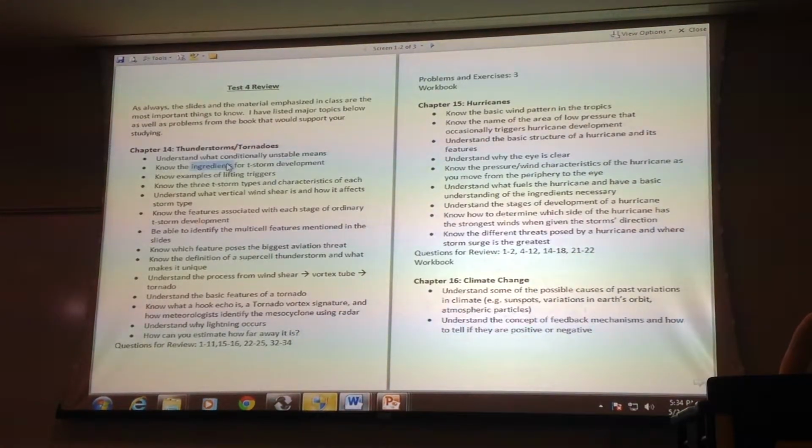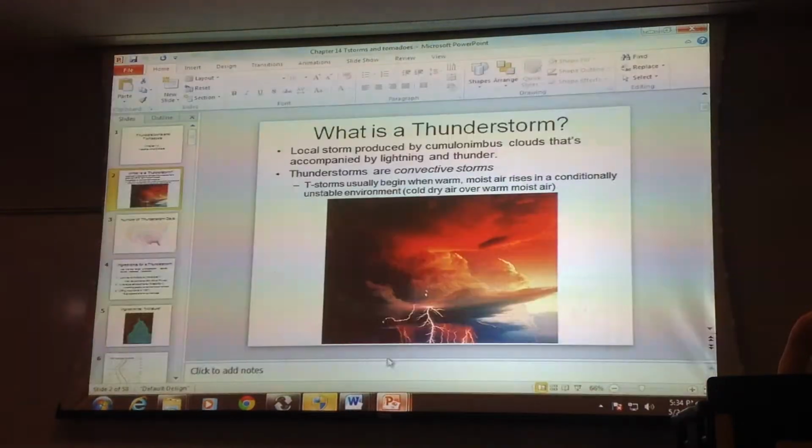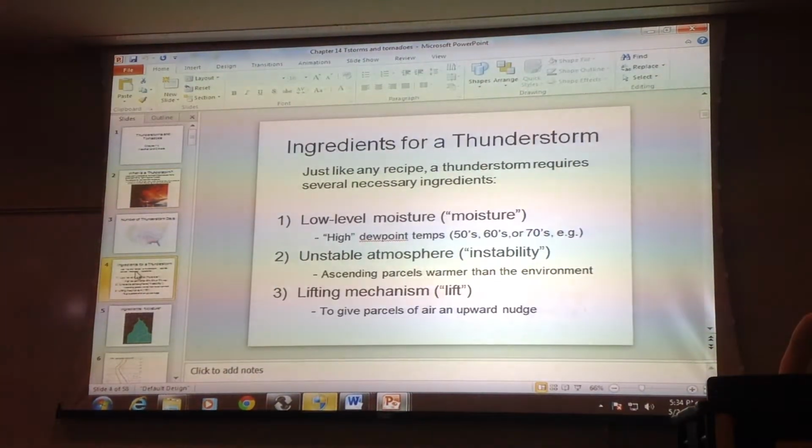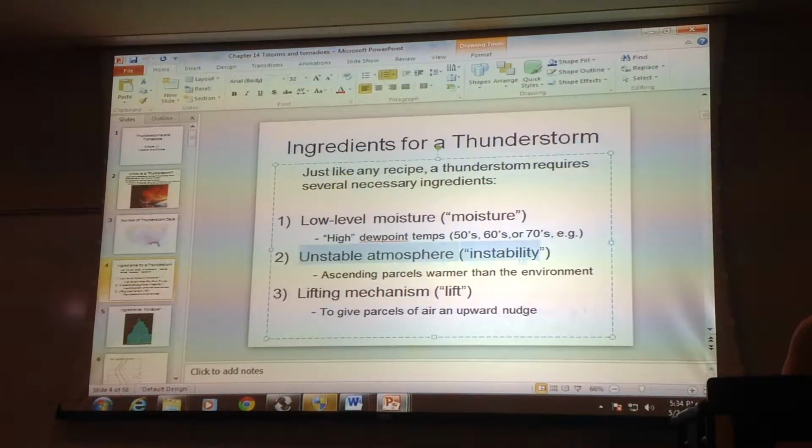Second thing, know the ingredients for thunderstorm development. So that's probably on the next slide. But those three things: low level moisture, instability, and some kind of lifting mechanism. So the conditionally unstable environment is what I mean by instability. You need to have moisture in the low level so that when you lift that parcel, you're actually going to have cloud formation and then precipitation.